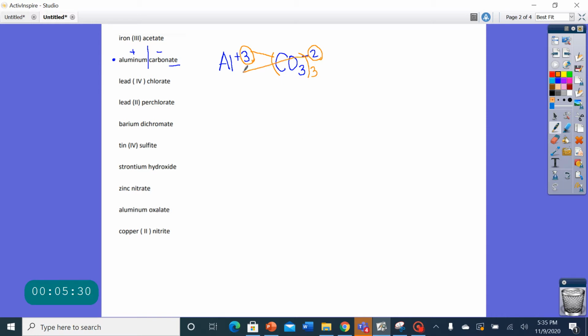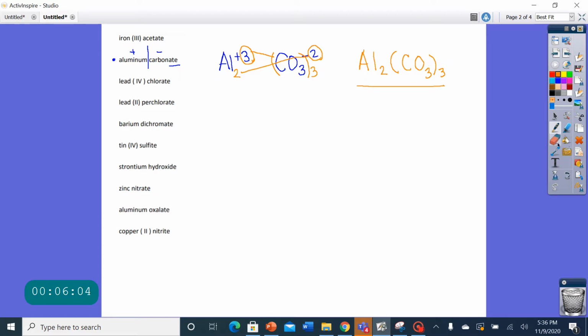This 2, I'm going to go ahead and cross it to the aluminum. Of course, the aluminum's not going to have parentheses because it's not a polyatomic ion. It doesn't have more than one element, so we just keep it the way it is. And so when I rewrite it, it's going to be Al 2, and then parentheses, capital C, capital O, subscript 3, because that's part of the ion, and then close your parentheses with a 3 outside. Okay, and that is the formula for aluminum carbonate.